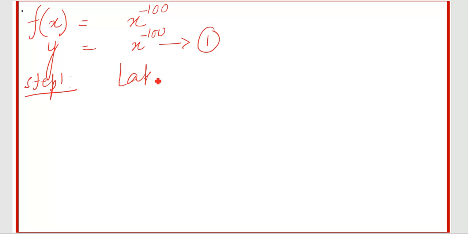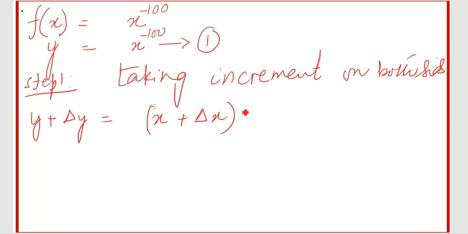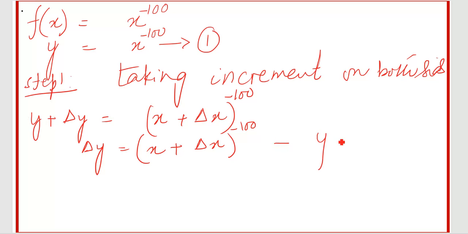First of all, we will take increment. So taking increment on both sides, right? Both sides means both sides of the equation. So y plus delta y is equal to x plus delta x whole power negative 100. In the next step, we will take this y to the right hand side of the equation, and the sign of this y will change. Here in the left hand side it is positive y, so on the right hand side it will be negative y.